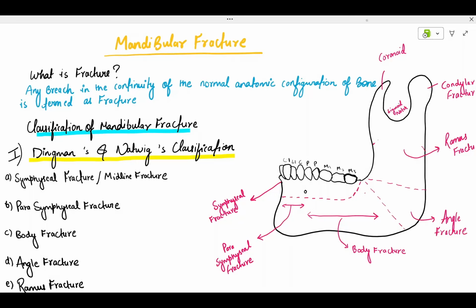Any breach in the continuity of the normal anatomic configuration of bone is termed a fracture. For example, if I draw a bone here, this is the normal anatomic configuration of the bone. Now if there is any breach, that means any discontinuity in this anatomic configuration like this, that is a fracture. So this is the easiest definition.